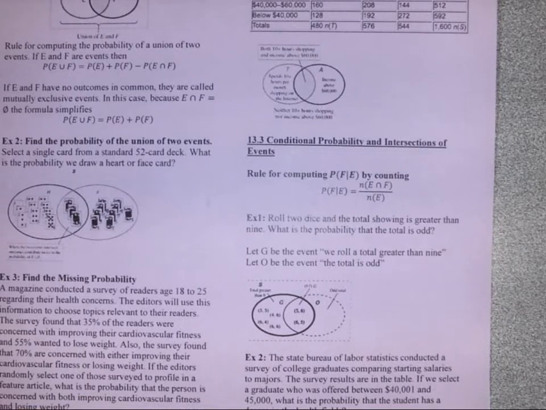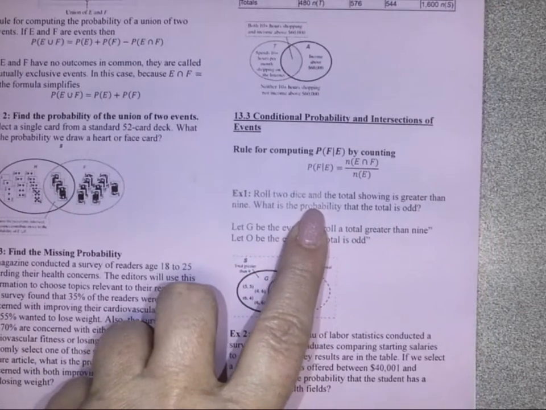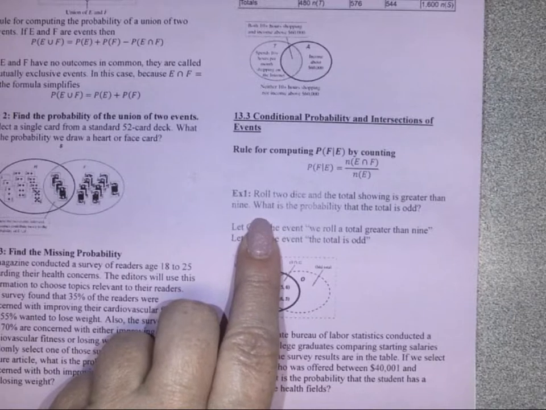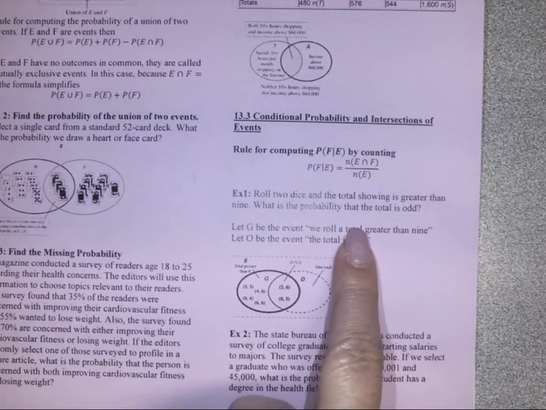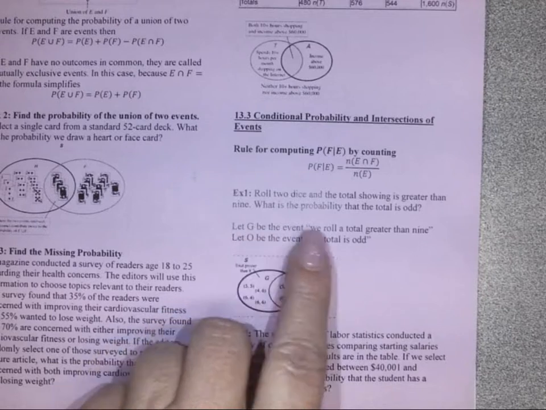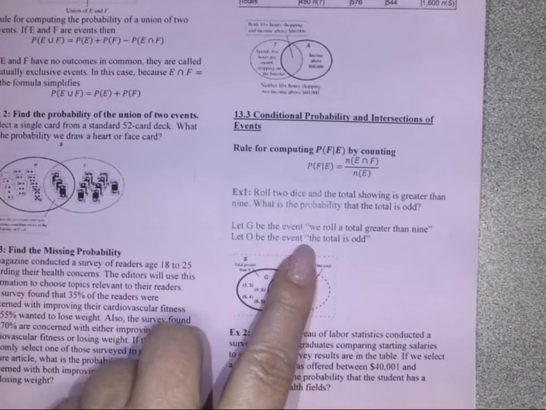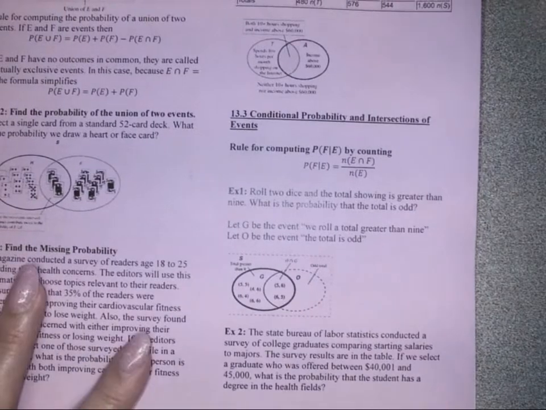So for our first example, we're going to roll 2 dice and the total showing is greater than 9. We want to know what is the probability that the total is odd. So we're going to let G be the event we roll a total greater than 9, and O be the event the total is odd. So let's go look at this.